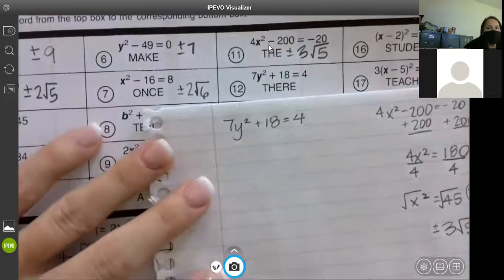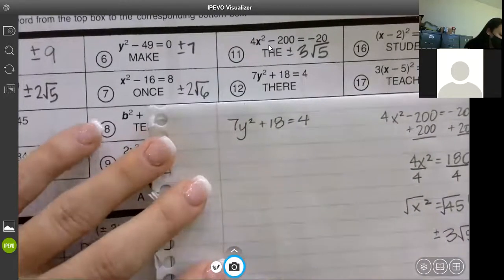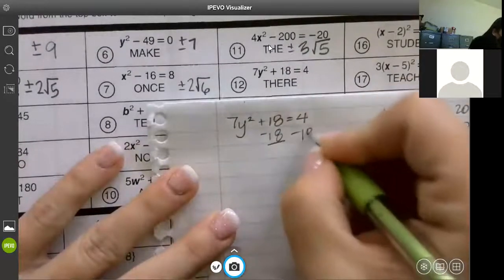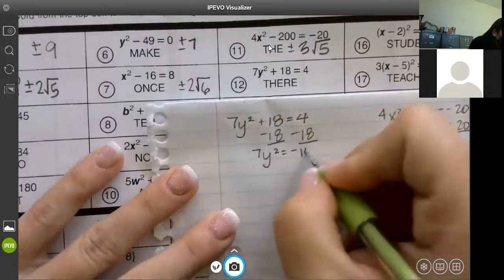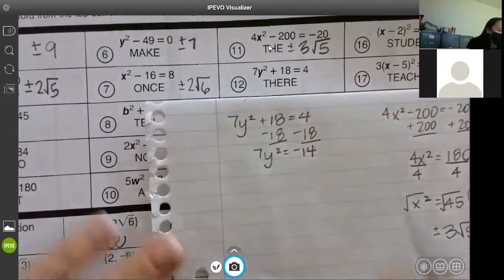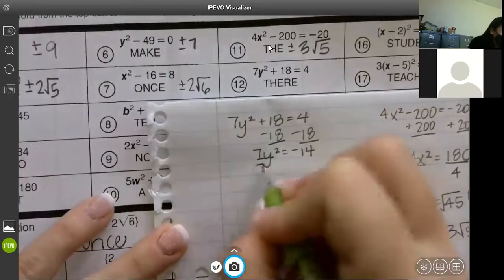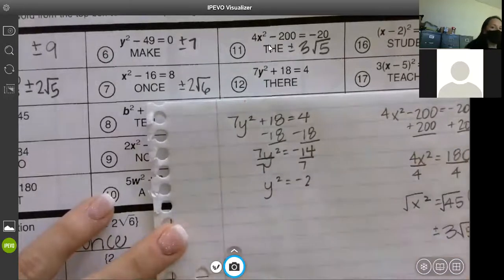Okay. How do I solve this one? I got to get that y squared by itself. What's the first thing I need to do? Subtract 18. I get 7y squared equals negative 14. How do I get the y squared by itself? Good. Divide by that 7. We get y squared equals -2. Then what do I do?